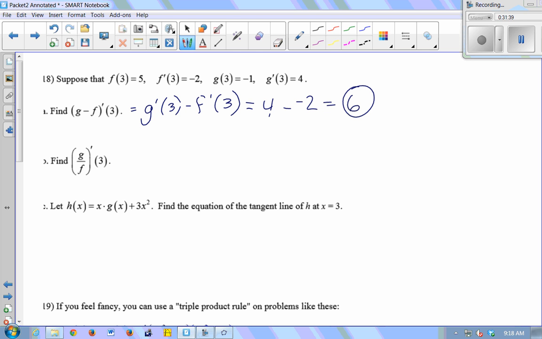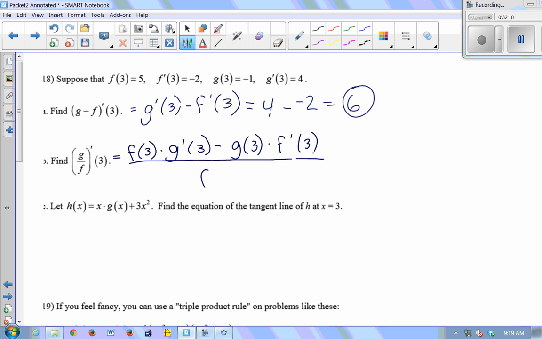Right, g over f prime evaluated at 3. Is this g prime of 3 over f prime of 3? Nope, I gotta use the quotient rule. Right? So g over f prime, I use the quotient rule, and it is denominator times the derivative of the numerator minus the numerator times the derivative of the denominator all over the denominator squared.